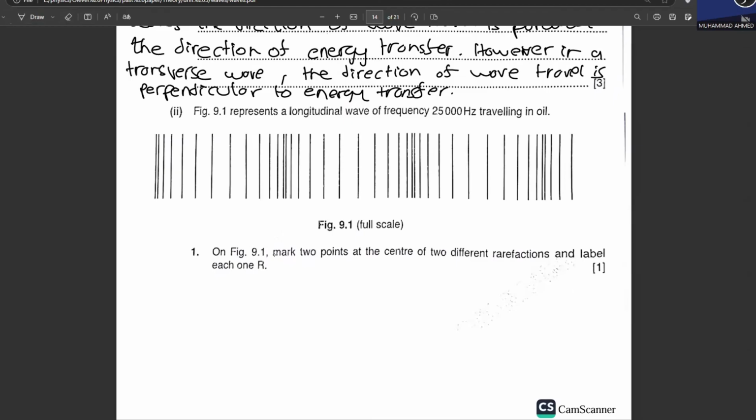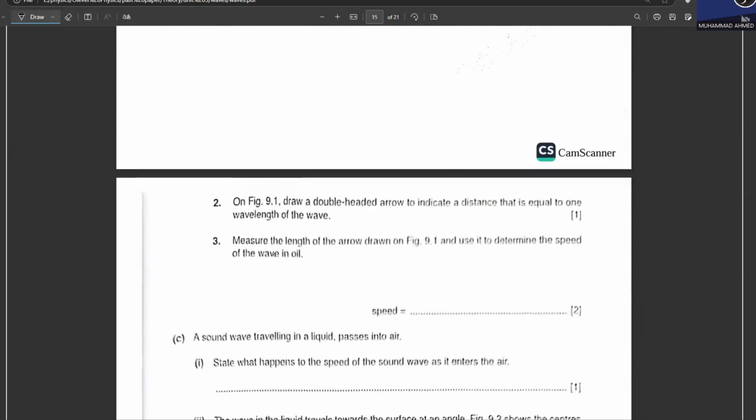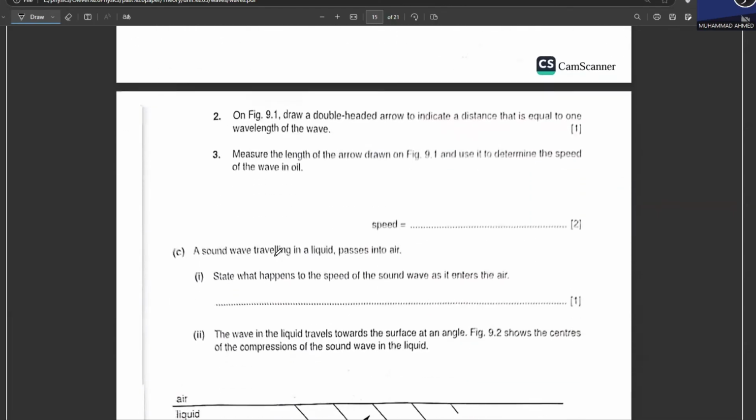Let's further move ahead. Figure 9.1 represents a longitudinal wave of frequency 25,000 Hz traveling in oil. On figure 9.1, mark 2 points at the center of two different rarefactions and label each one R. So this could be the middle of a rarefaction, and this could be the middle of another rarefaction. On figure 9.1, draw a double-headed arrow to indicate the distance that is equal to one wavelength. That distance is the distance between two rarefactions or two compressions in a longitudinal wave.